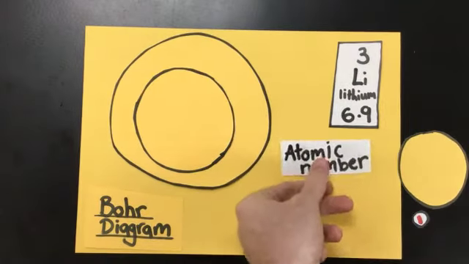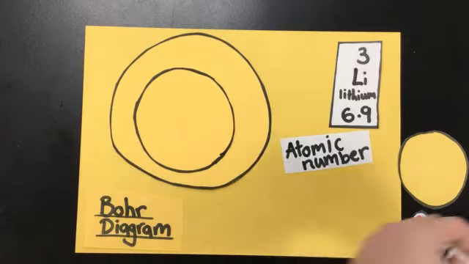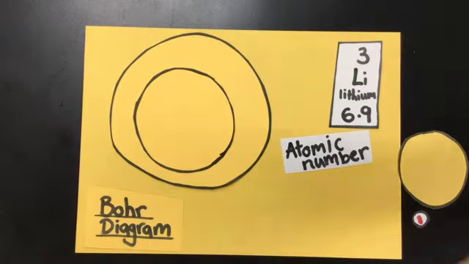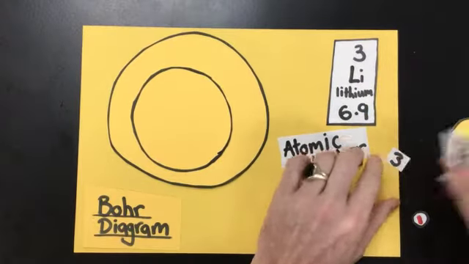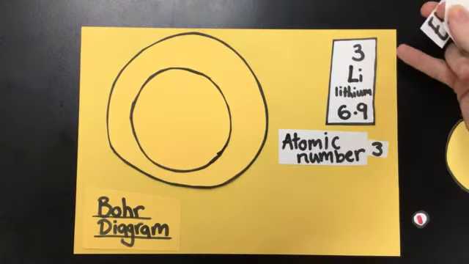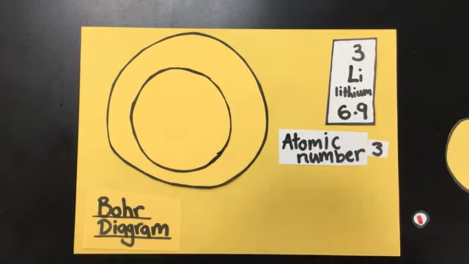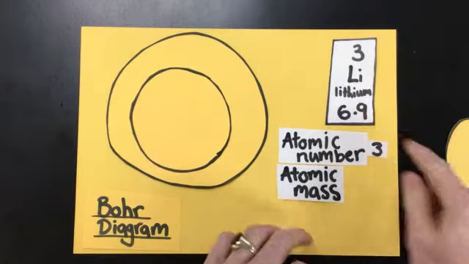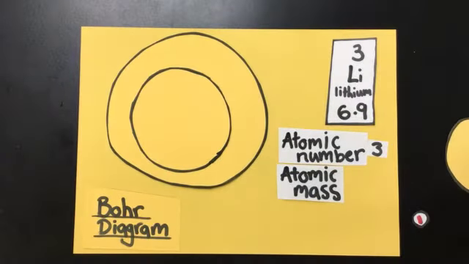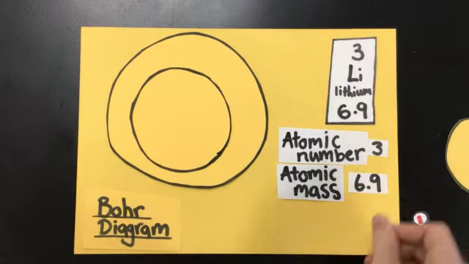What's the atomic number of this one? Well, that would be 3. We could see it sitting up in the top there. At that lovely number up in the top there is our atomic number. What would be my atomic mass? Well, that would be the number that's down the bottom there. In this case, you could see it's got a decimal. So we would put 6.9.